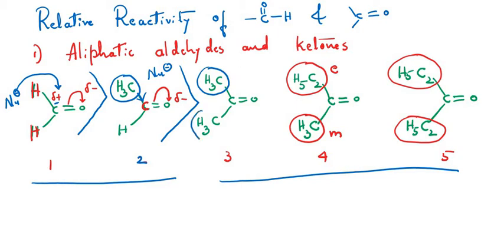So these two alkyl groups are both electron donating, right? So when this pi bond shifts here, this oxygen carries delta minus and this carbon now bears a delta positive charge. But this positive charge is diminished by the electron donating groups, that is alkyl groups. When they donate electrons to this carbon, the positive charge will be diminished, and therefore the reactivity will decrease.